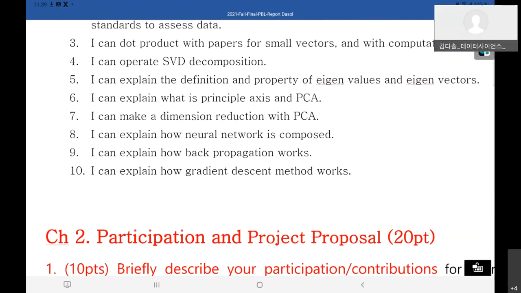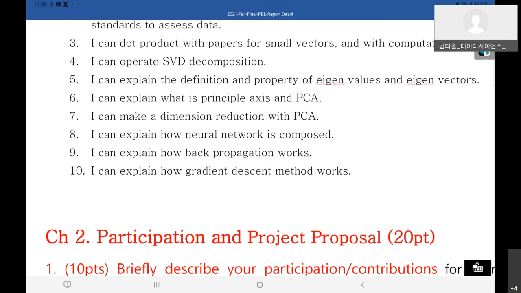Actually, if you ask me how the neural network is working, I'm not sure that I can explain it well, but now I can explain how the neural network is composed. There are neurons, and there are weights and biases and the input layers, and there are deep layers, hidden layers and output layers. Then I can explain the composition. So good.